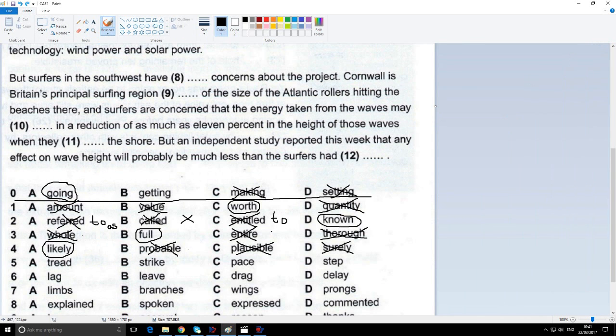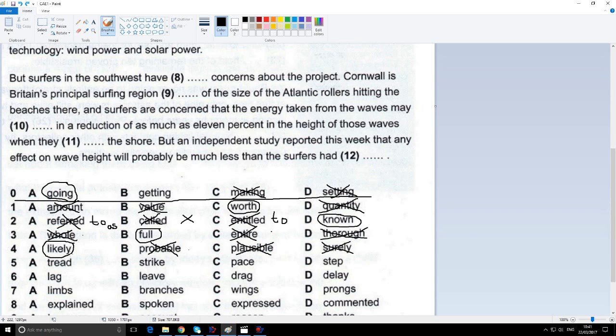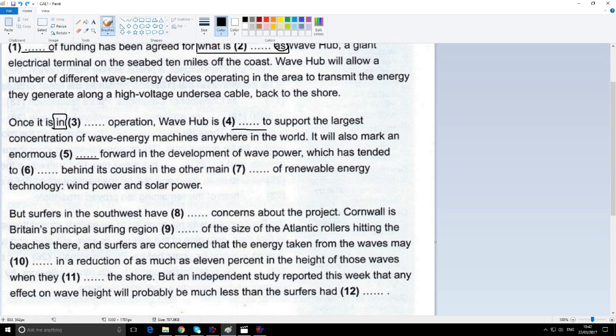Okay, now we're on to part 5, question 5 of part 1 of CAE revision. So it will also mark an enormous something forward in the development of wave power. We're looking for a noun, and they've given us 4 nouns: an enormous tread, an enormous strike, an enormous pace, an enormous step forward. So you need to think here, do we tread forward, do we strike forward, do we pace forward, or do we step forward?